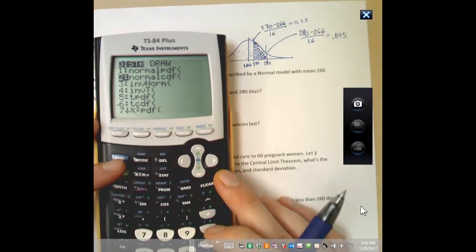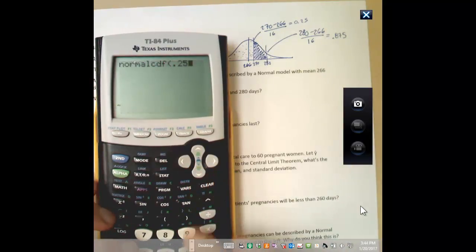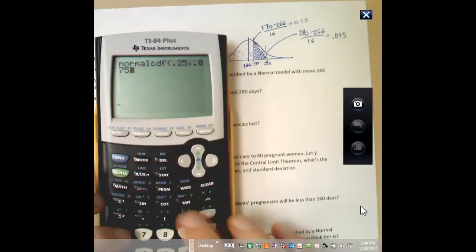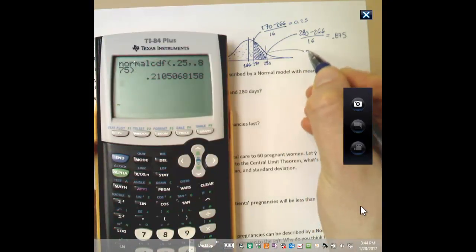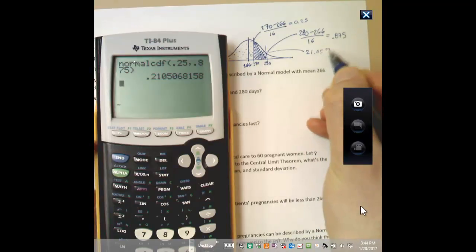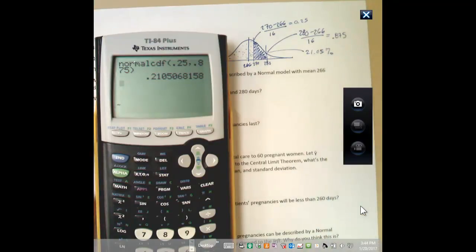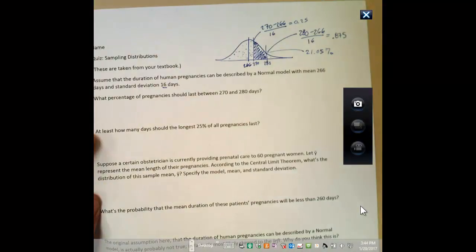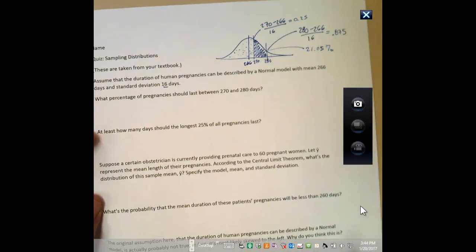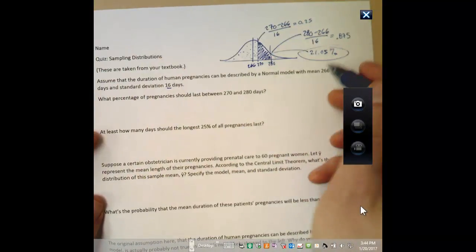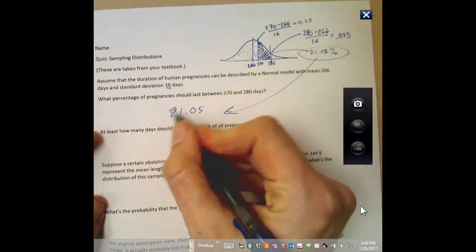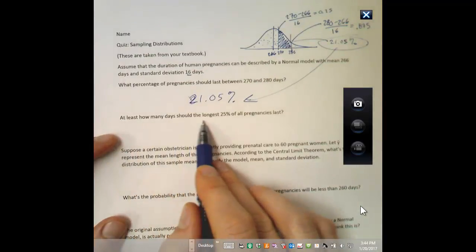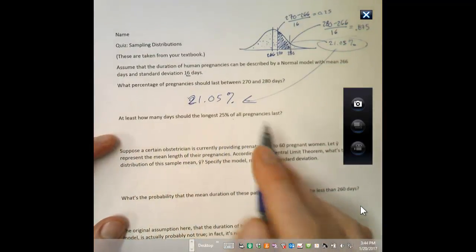So those are your z-scores, and I can ask the TI, distribution, normal CDF. So now I know this area here is 21.05% of the whole thing. Alrighty then. So that's the percentage that we're looking for in this question.